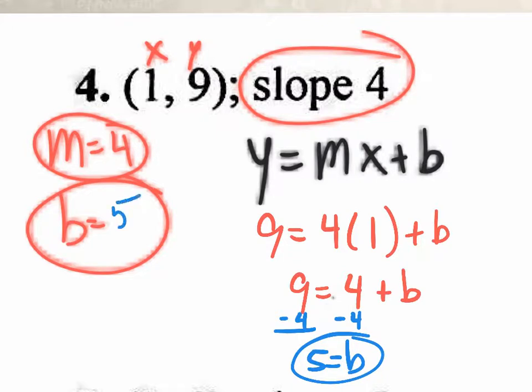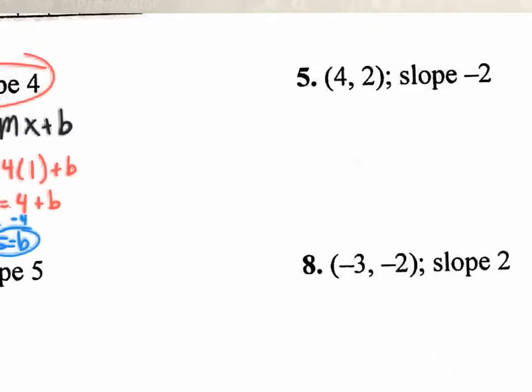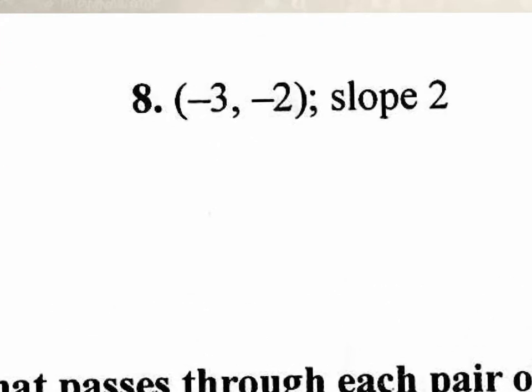So now that you know your b is 5 and your m is 4, now you can write your equation in slope-intercept form. Y equals what? 4x plus 5. There you go. Let me do one more real quick. Let's jump to number 8.